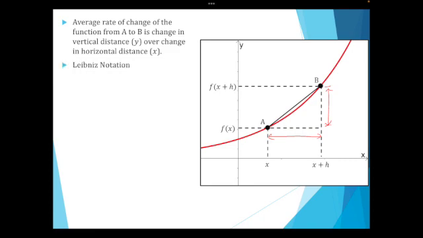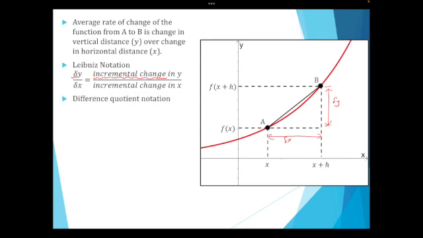I'm going to introduce you to a new notation called the Leibniz notation. The Leibniz notation states that delta y over delta x is equal to the incremental change in y over the incremental change in x. So delta here means incremental change. That would be delta y, that would be delta x. Correct? So now we need to use the difference quotient notation.